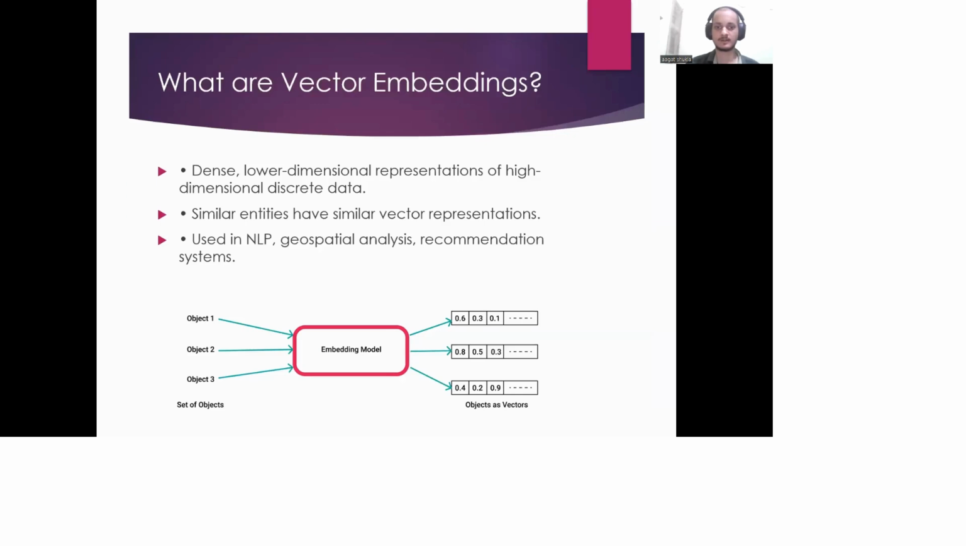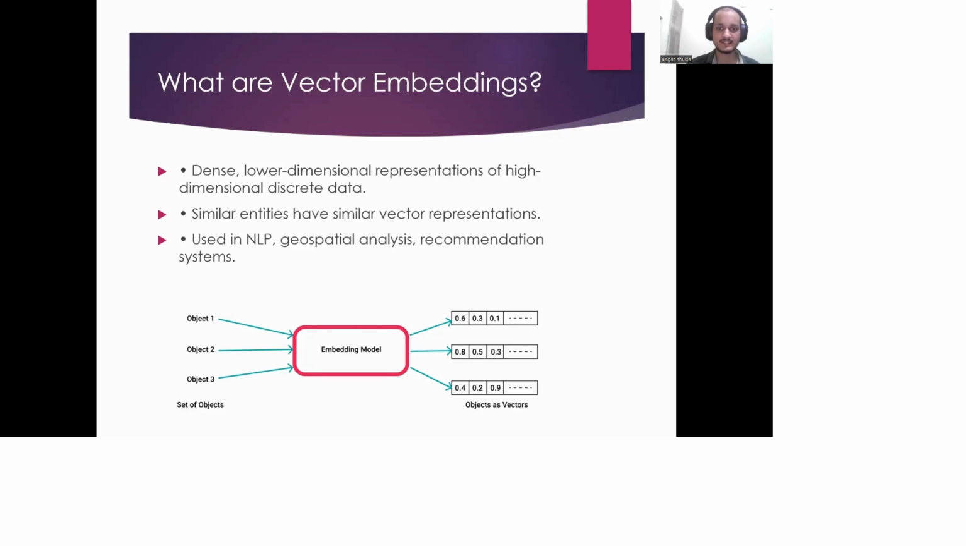Moving on, why do we even need vector embeddings and what are vector embeddings? Computer does not understand textual data, or let's say any discrete data. It understands numbers in nature. So we need a representation of textual data, image data, or geospatial data into numbers. That's why vector embeddings are needed.